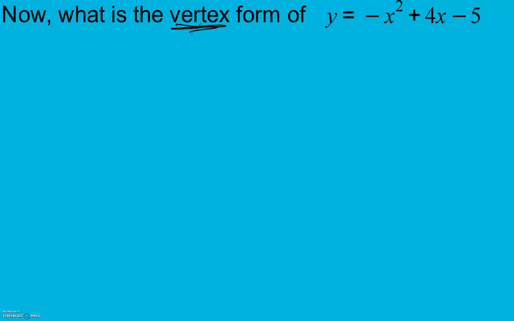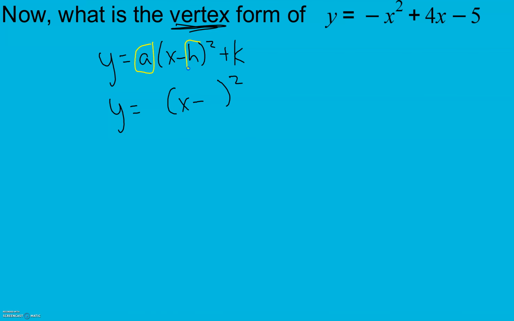We want vertex form, so I'm going to start off with y equals a times x minus h squared plus k. My framework, I keep my y's, x minus and squared. All I'm going to substitute in then is my a value, my h value, and my k value. a I can pick out right away is negative 1. You can put the 1 there if you want as well, or just the negative. So again, a is negative 1, b is going to be 4, c is negative 5.